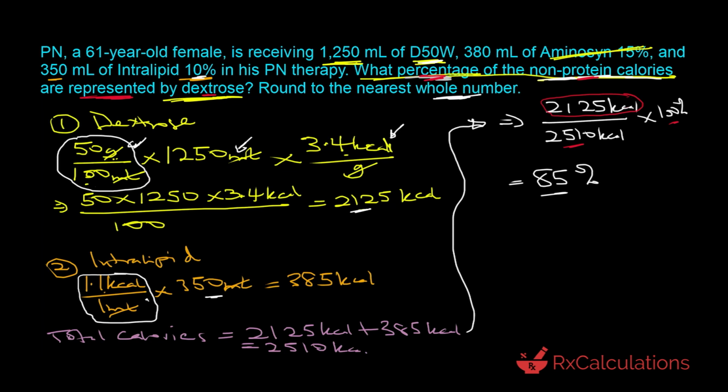Good question. So if it had asked about lipid, then we would have done the opposite? Yeah, if we had asked what percentage of non-protein calories are represented by lipids, then we'd put this value, the 385, at the top right here, and still divide by the total. Why do we put it at the top? I'm just asking. No, that's fine. So you're looking for a percentage, right? Anytime you're looking for a percentage, it's essentially asking for a fraction of something, the contribution of something.